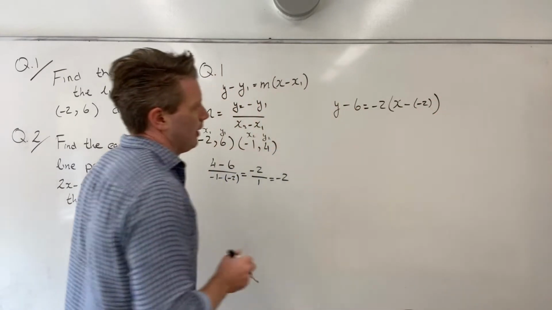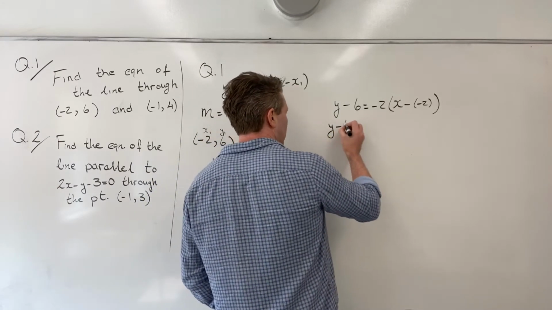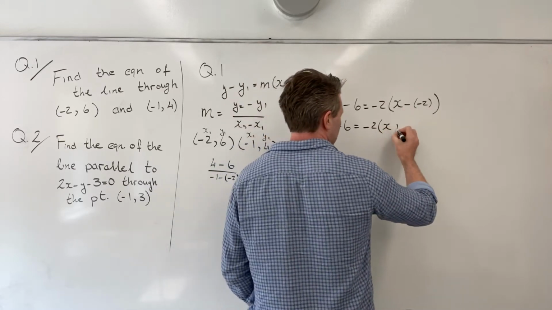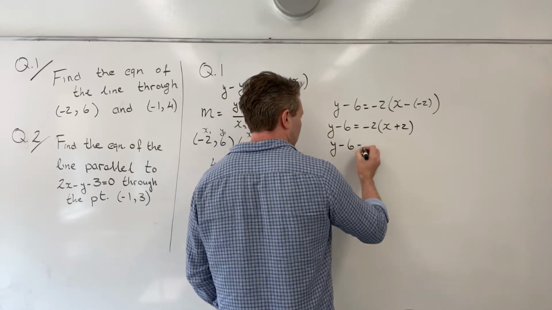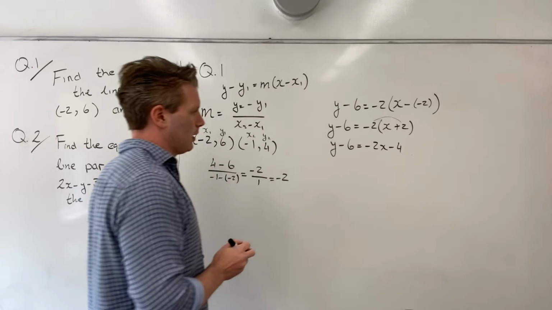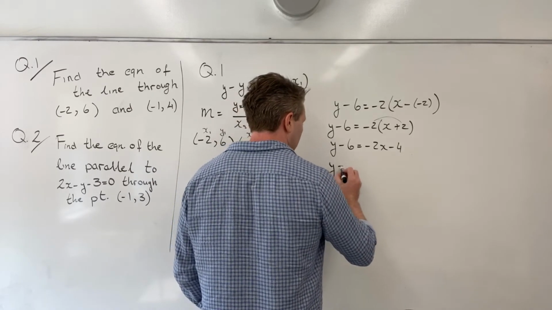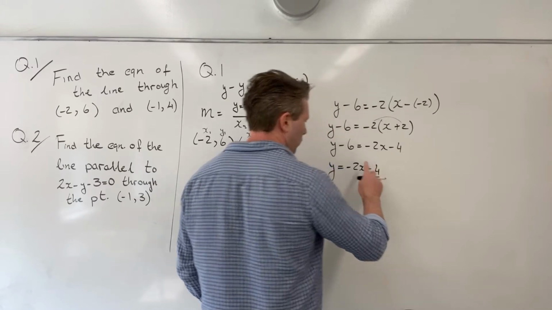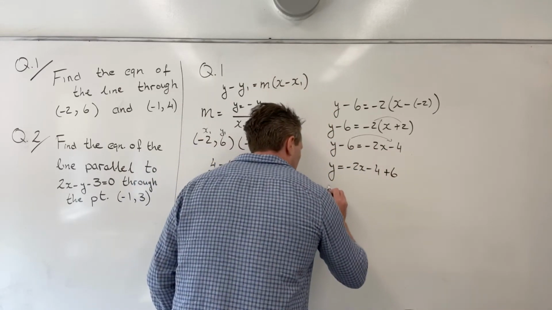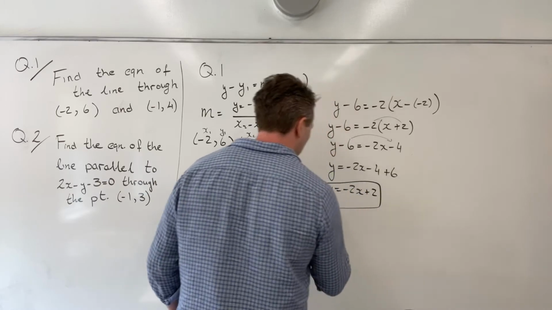Close parentheses. Now I just want to do the algebra, distribute out my parentheses. So I have y minus 6 is equal to minus 2 times, inside the brackets, x plus 2. And so I have y minus 6 is equal to, distributing this out, minus 2x minus 4. And so I will bring over my negative 6 to the other side, combine my like terms. I have y is equal to minus 2x minus 4, and I will add 6 to both sides. And so I have y equals minus 2x minus 4 plus 6, that's plus 2. And that is the equation of my line.